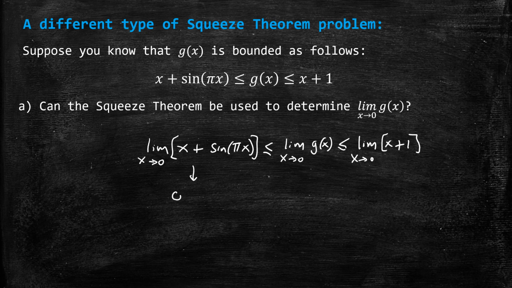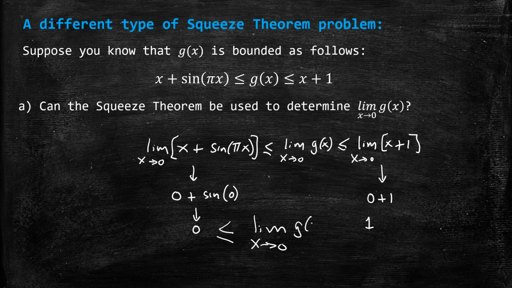So if I plug in 0, I get 0 times pi is 0, sine of 0 is 0, and the final answer is 0. But on this side, if I plug in 0, I get 0 plus 1, which comes out to be 1. So because those limits don't match, I can't definitively say what the limit of g of x as x goes to 0 is. I do know that it lies in this range. So it is certainly going to be somewhere between 0 and 1, but I can't pin it down with any accuracy.